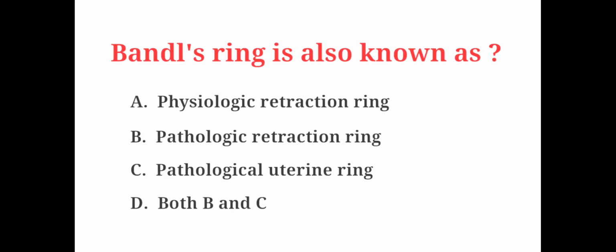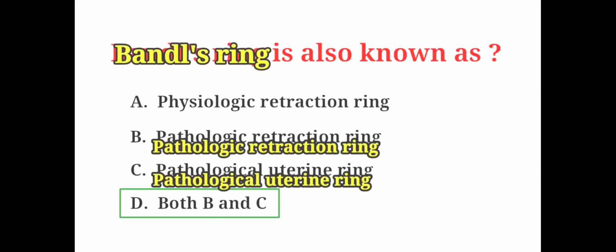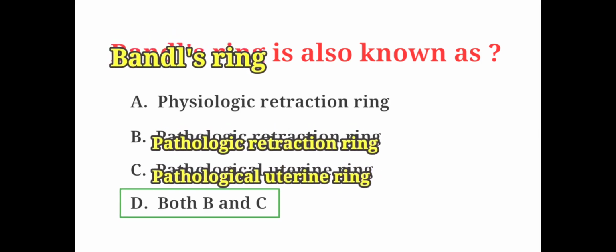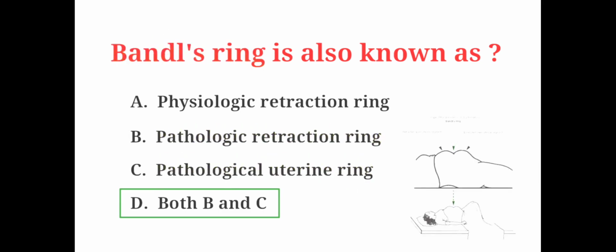Bandl's ring is also known as A. Physiologic retraction ring, B. Pathologic retraction ring, C. Pathological uterine ring, D. Both B and C. And the correct answer is D. Both B and C. Bandl's ring is also known as pathologic retraction ring or pathological uterine ring. Bandl's ring is a constriction between a woman's thickened upper contractile uterine segment and thinned lower uterine segment during delivery.